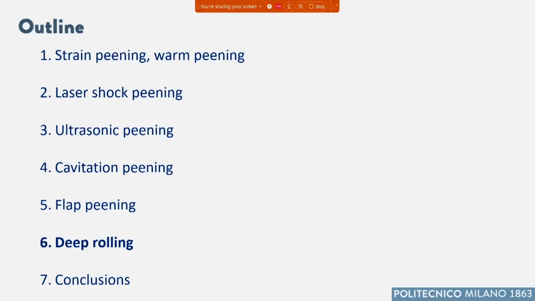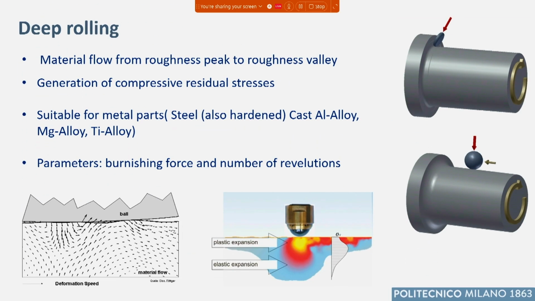And finally, deep rolling. Deep rolling is not a peening process, of course. Deep rolling is a contact and mechanical treatment, based, of course, on contact of the tool, of the roll. But in this case, we do not have an impact. The contact is continuous, and the treatment is this. We are using a tool, a roll, or a sphere, and we press it on the part to be treated in such a way that we are inducing plastic deformation and finally residual stresses.